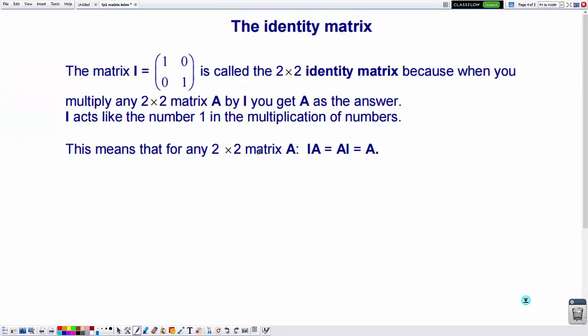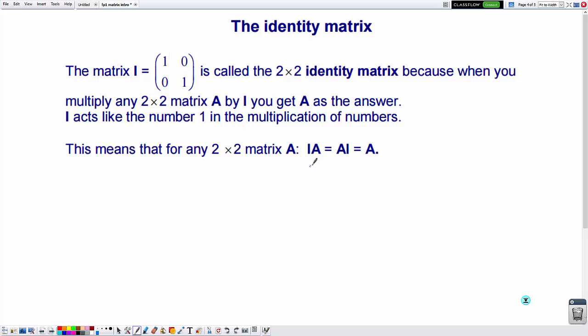Okay, the identity matrix, a very important matrix. Of course, we see lots of this in FP4. An identity matrix, this is a 2 by 2 identity matrix. An identity matrix can be of any size. You can have a 3 by 3, a 4 by 4, and so on. The identity matrix works like the number 1. It's a matrix which has the elements 1 on the diagonal and 0s everywhere else.